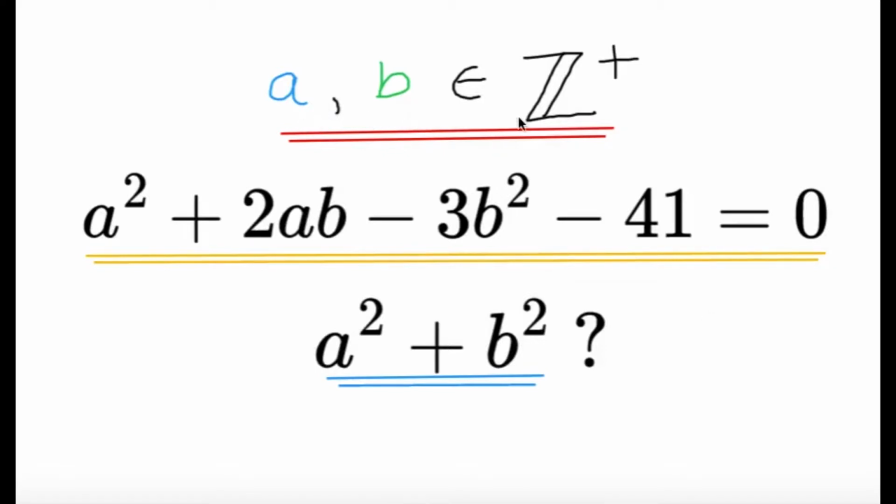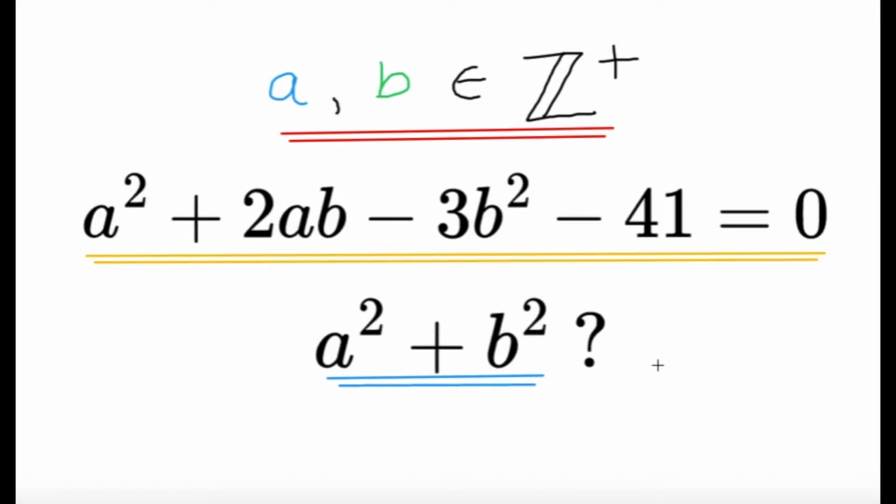Let a and b be positive integers such that a squared plus 2ab minus 3b squared minus 41 equals 0. What is the value of a squared plus b squared? As usual, pause this video if you'd like to give this item a try. But if you're done, let us dive into the solution.